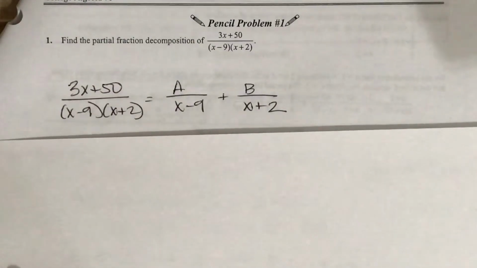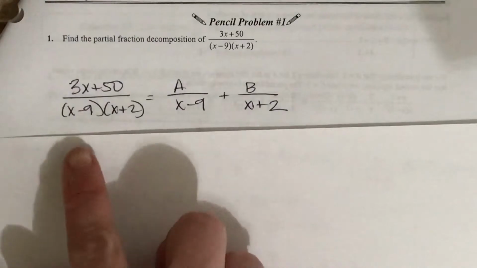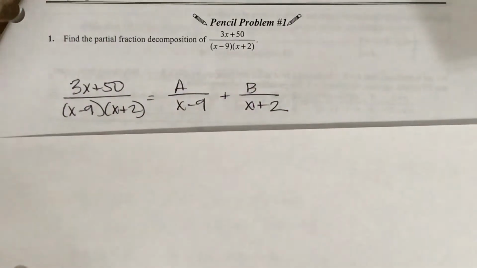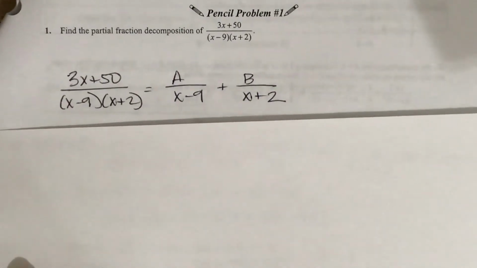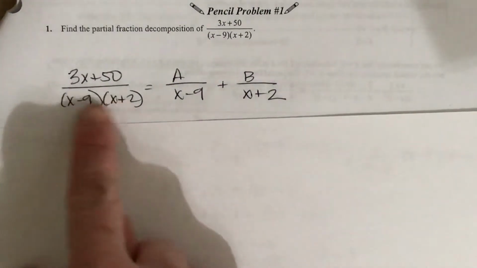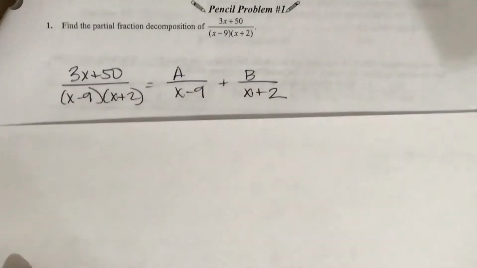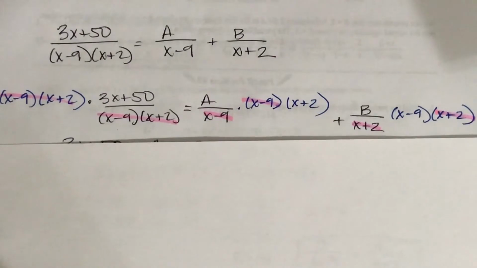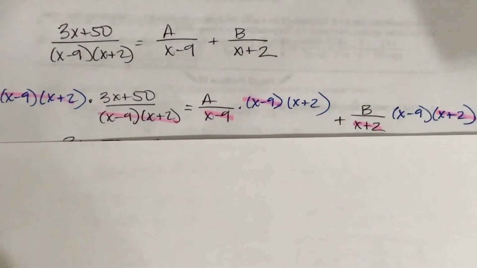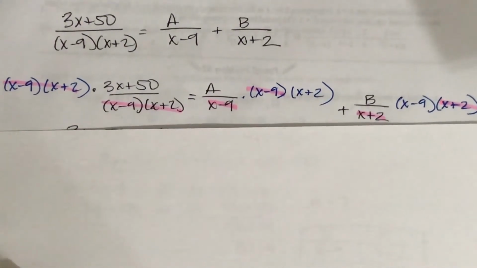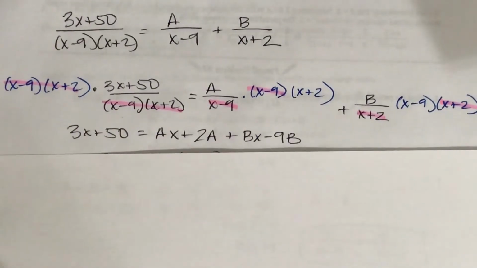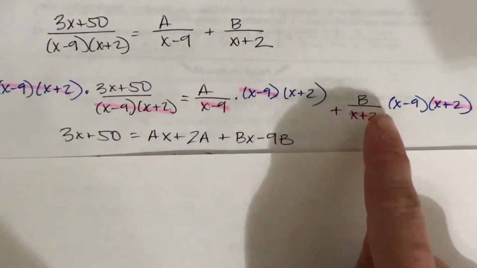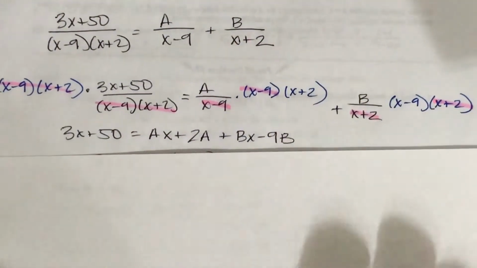Okay, so first we separate them out, putting A over the first factor plus B over the second factor that was in the denominator. Then we're going to come through and multiply by the LCD, which is going to be this, and cancel everything that cancels. So then you're left with this. I went ahead and distributed my Ax plus 2A and Bx minus 9B.